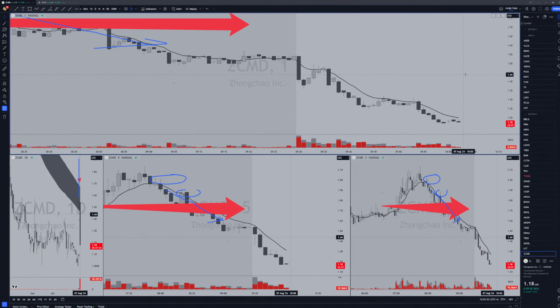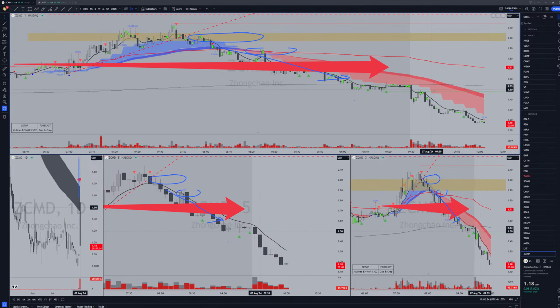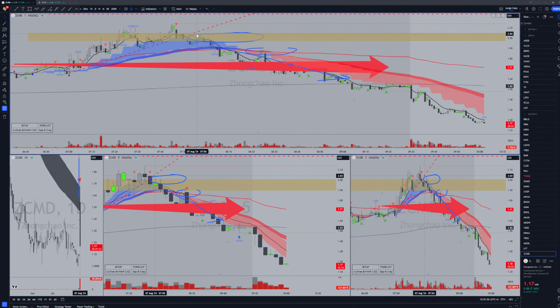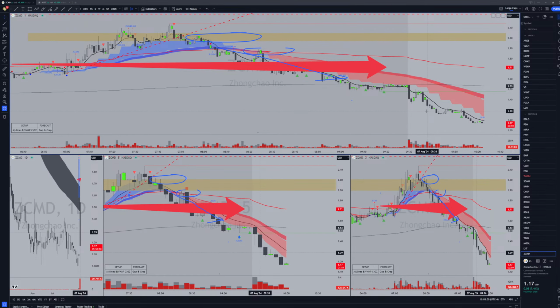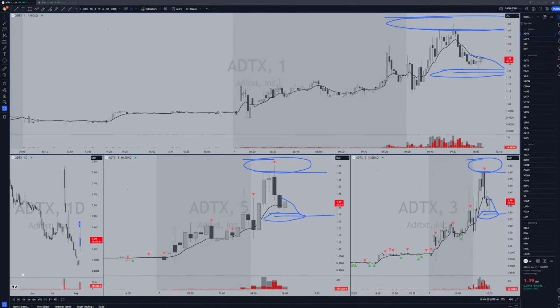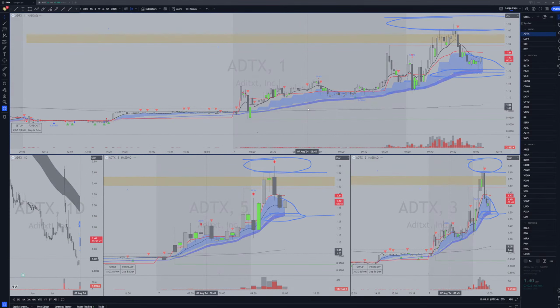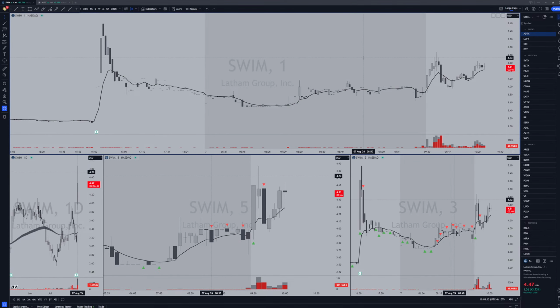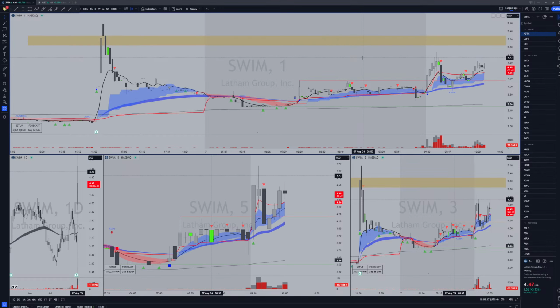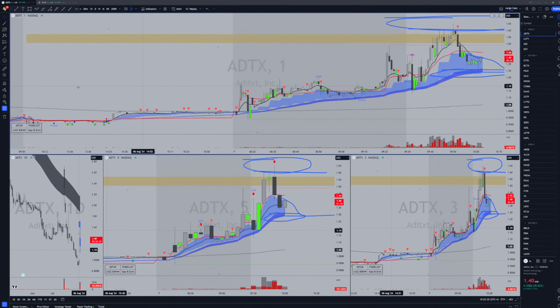And look over here, ZCMD traders. Look what a major fail from the short play that we had this morning around $2. Now 117. 40% unwind. Let's go back, ADTX. Let's see if we have anything else. We have SWIM pushing up. So we're going to put a SWIM. Very low liquidity for now. Let's put over here ADTX.